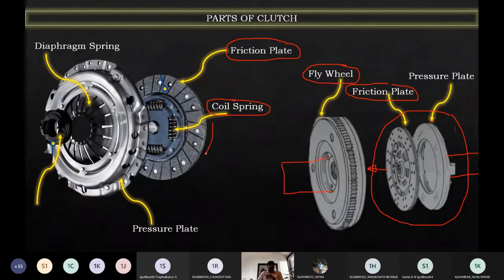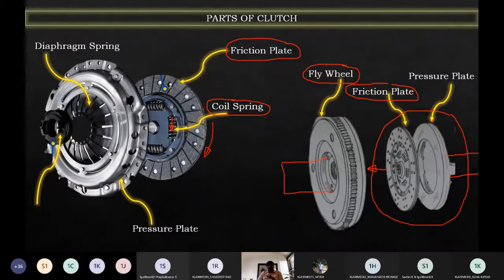When it is rotating, some of this entire coil spring will get compressed. The coil spring gets compressed here. Once the coil spring gets compressed, it will transmit the power without any losses, with exact damping and without any vibration shocks. That is one of the reasons why coil springs are mounted.